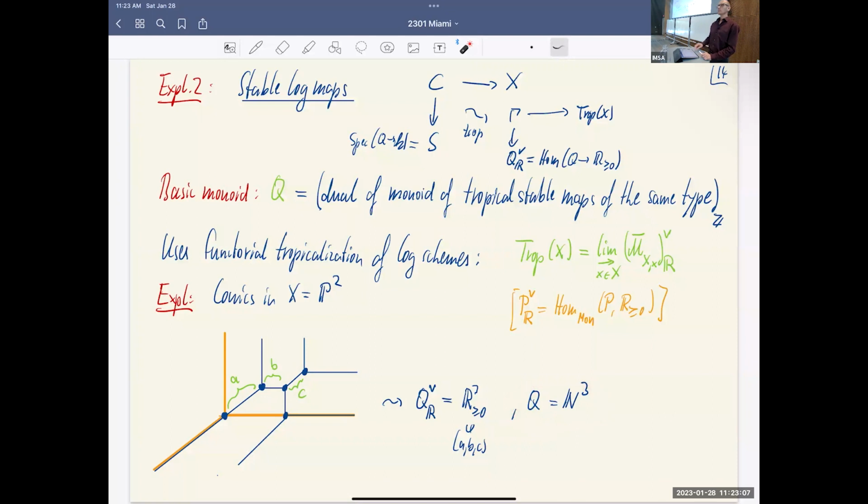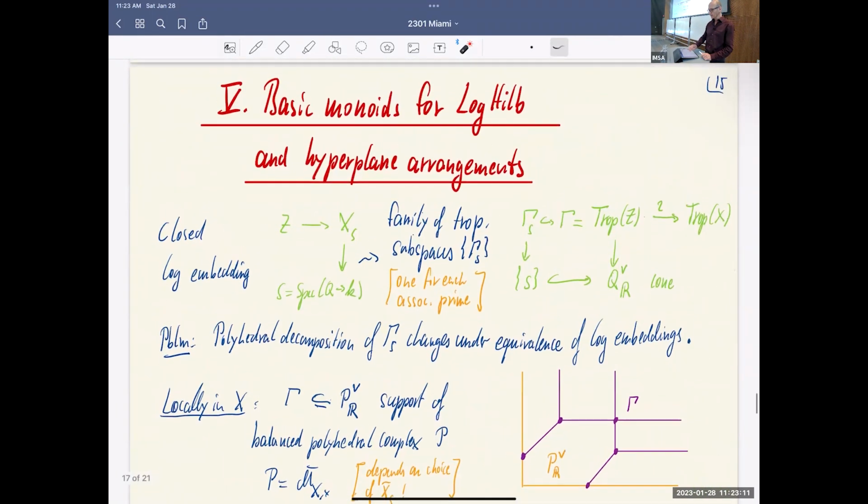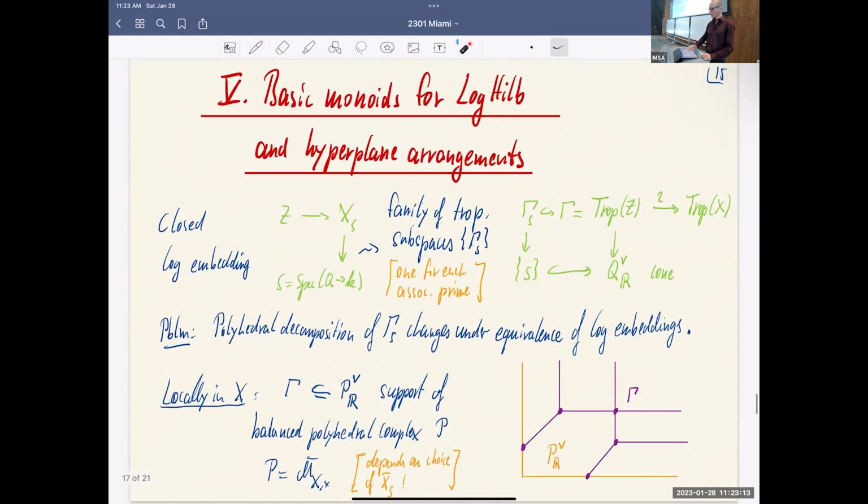And then you just get a basic monoid N^3. Okay, so we want to play a similar game for the log Hilbert scheme. So here comes the main point of the talk. If you go home and you got lost on page 2, maybe you can take home the following: the suggestion is that the problem of defining the log Hilbert scheme is intimately related to hyperplane arrangements. Okay, so how do we do this?